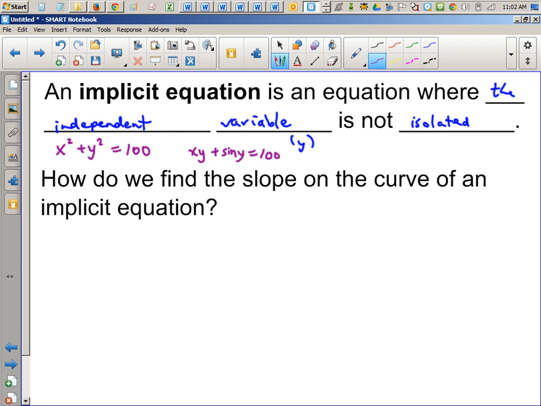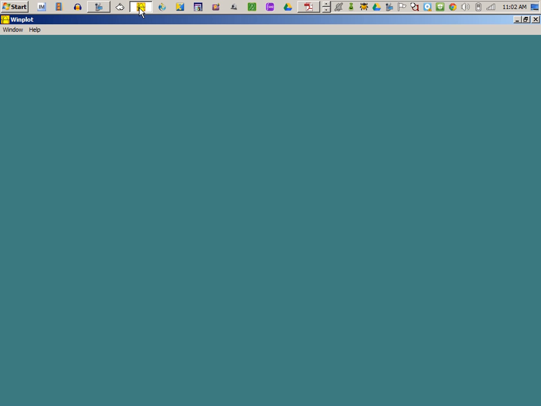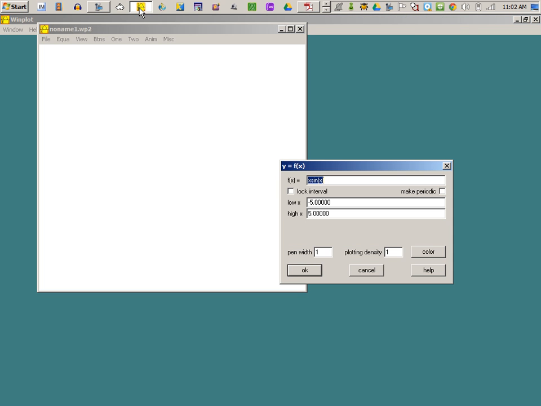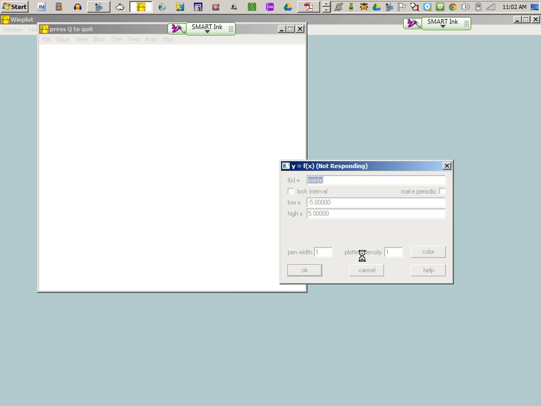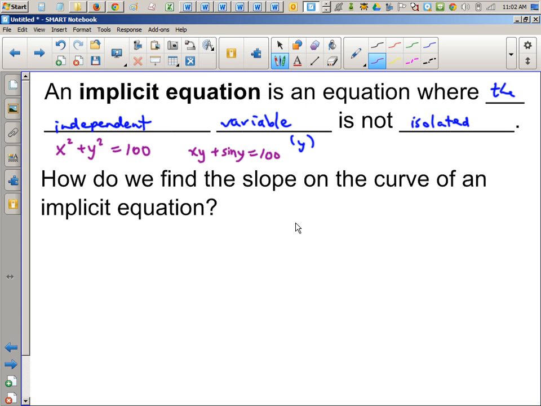Implicit equations. Now, I have a graphing software I use quite often. It's free. It's called WinPlot, and you might consider downloading it this summer and playing around with it. But, you know, you can type in explicit stuff. Let me show you. You open up this software. I've shown you this before, I think. It has stopped working. Close the program. Okay, close the program. Let's try you again.